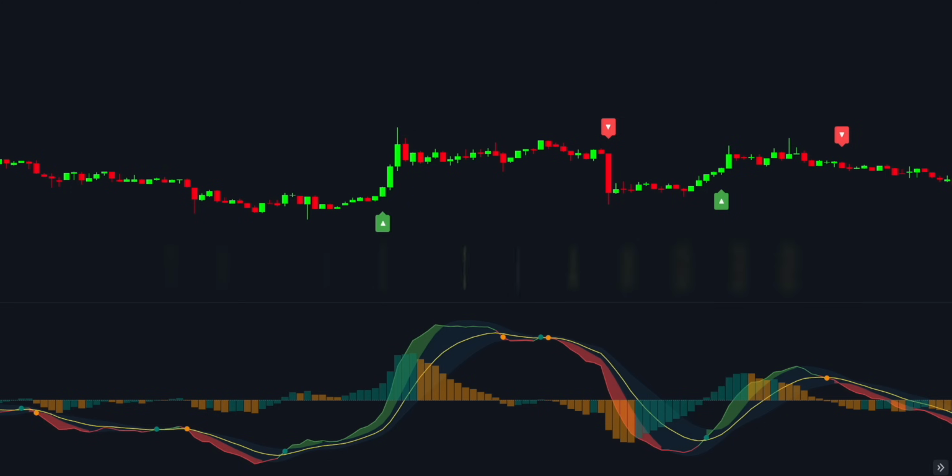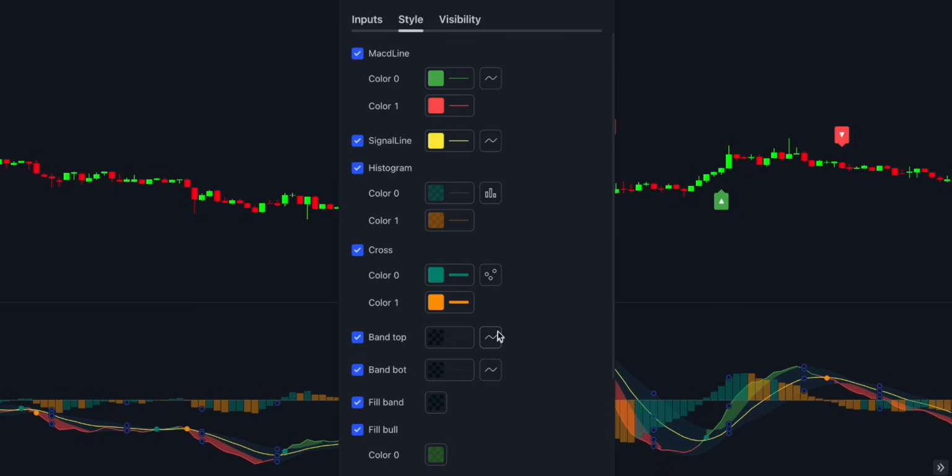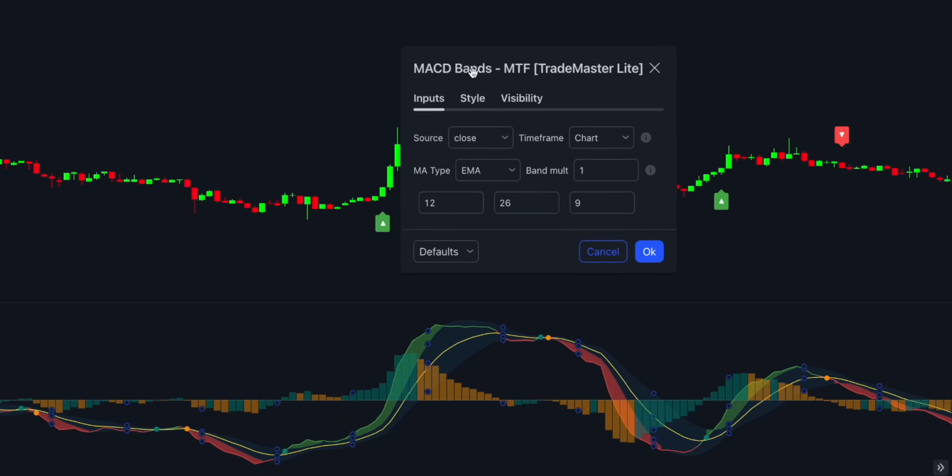It can be used to identify trend changes, overbought and oversold conditions, and potential reversals. Because this indicator is multi-time frame, it is way more effective than a regular MACD. Let me show you what the multi-time frame feature does. Let's open the indicator's inputs first.